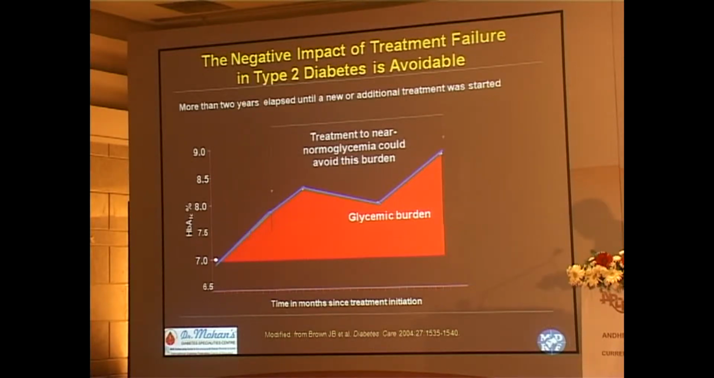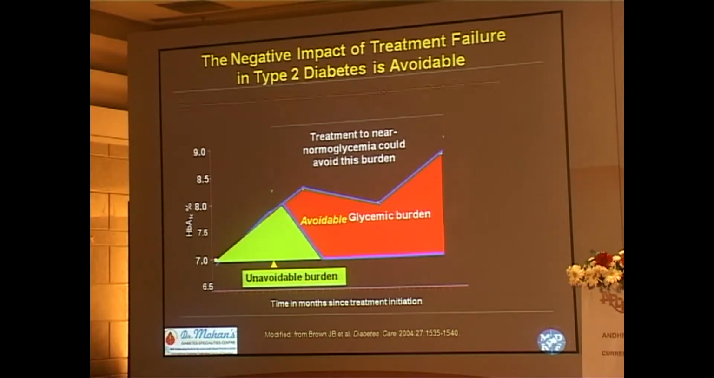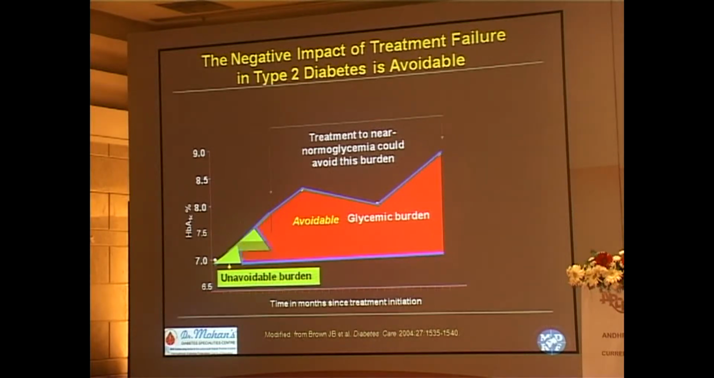Because if you don't see them, the HbA1c begins to rise, and the longer you wait, this area under the curve of the glycemic burden keeps on increasing. What would have happened if you called them a little earlier? This person would have probably come back there, this is in months, and you had another chance to bring it down. So this is what is called the unavoidable glycemic burden in green, and in red is the avoidable glycemic burden. At least that much you could have avoided, okay? What if they came back still earlier? Then the unavoidable burden goes down like that, and like that.